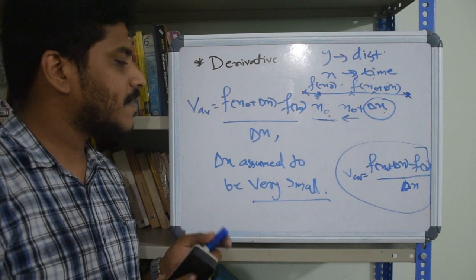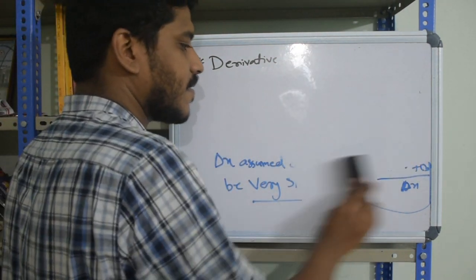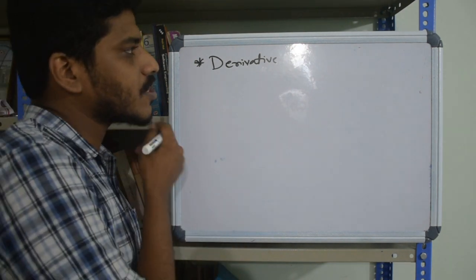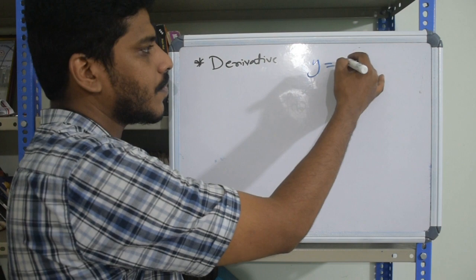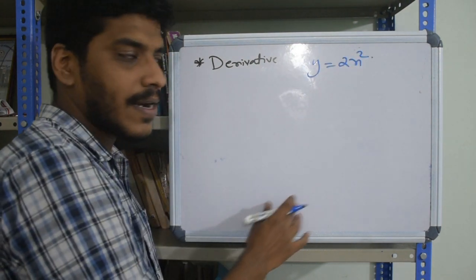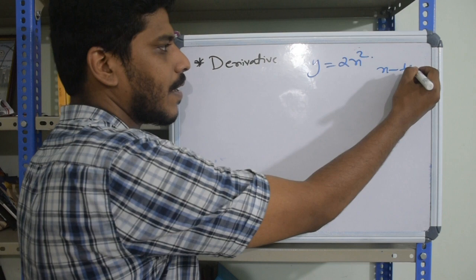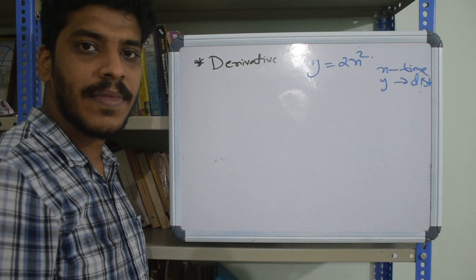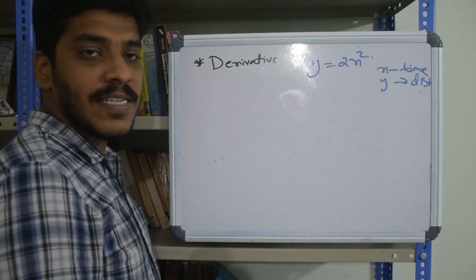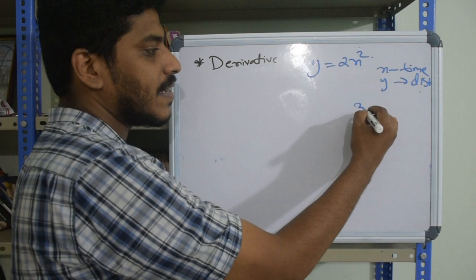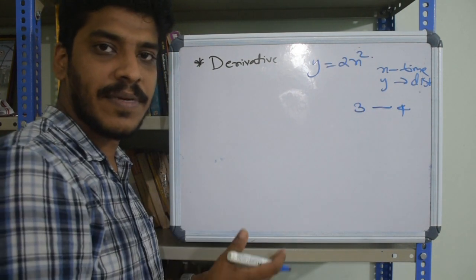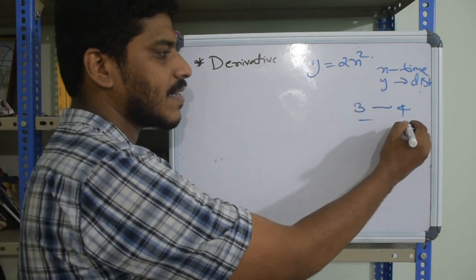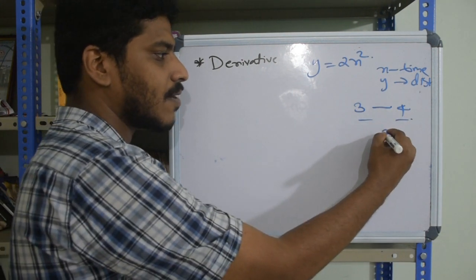Now let's see an example of this. Suppose our bus travels and the motion is described using the function y equal to 2x square, where x is the time and y is the distance covered in x units of time. Now find the average velocity between 3 seconds and 4 seconds. Suppose the time is given in seconds and distance is given in meters. So find the velocity between 3 seconds and 4 seconds, and find the instantaneous velocity at 3 seconds.